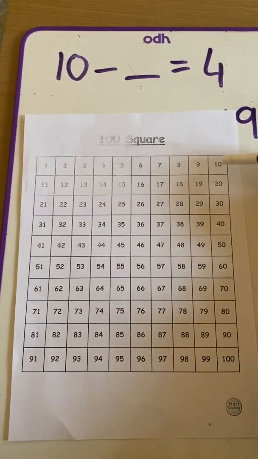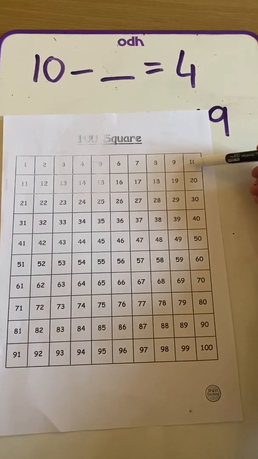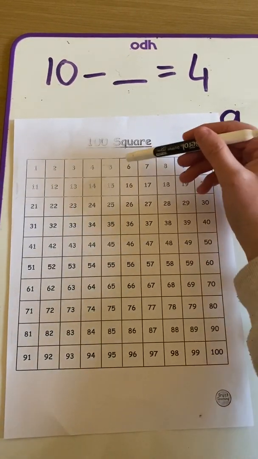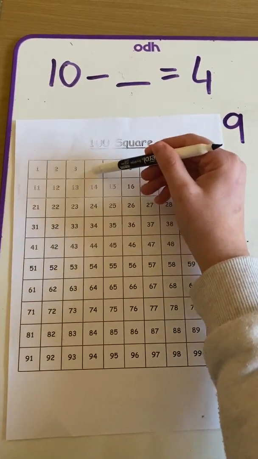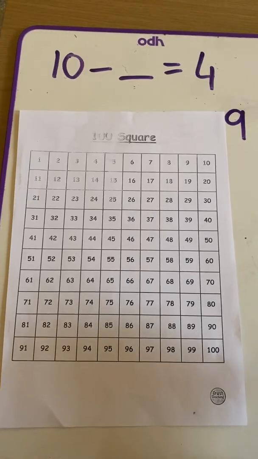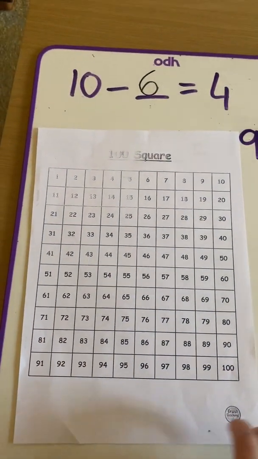Now I'm going to count how many jumps it takes to get from 10 to 4. So here I am starting on 10. 1, 2, 3, 4, 5, 6. I can see it takes 6 jumps to get from 10 to 4. So 10 take away 6 equals 4.